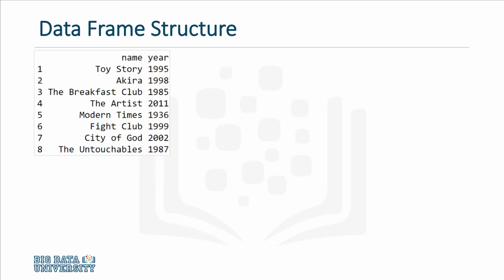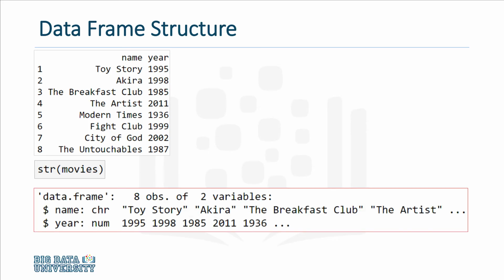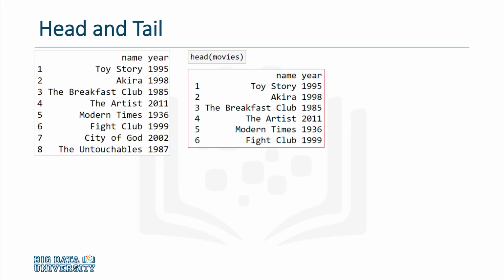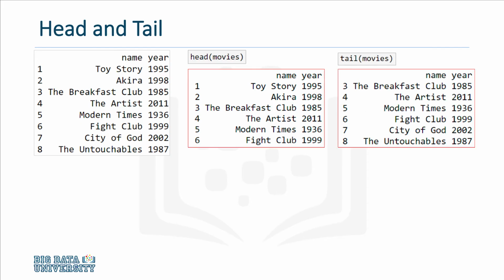To get some information about the data frame structure, you can pass the data frame as an argument to the str function. In the output, we can see the number of objects and variables, as well as the variables type and content. The head and tail function can be used to look at the beginning and end of a data frame, respectively. The head function will display the first 6 elements, as you can see here. The tail function will similarly show us the last 6 elements of the data frame.